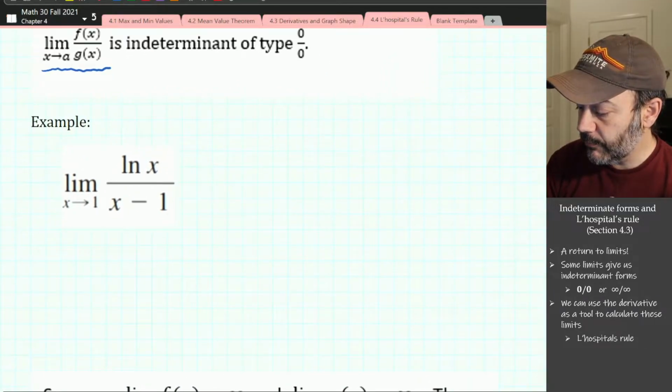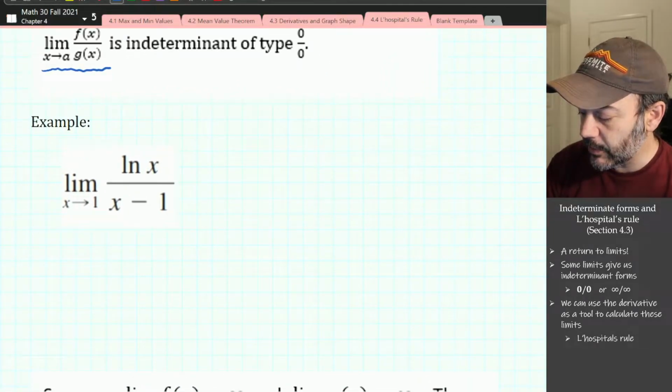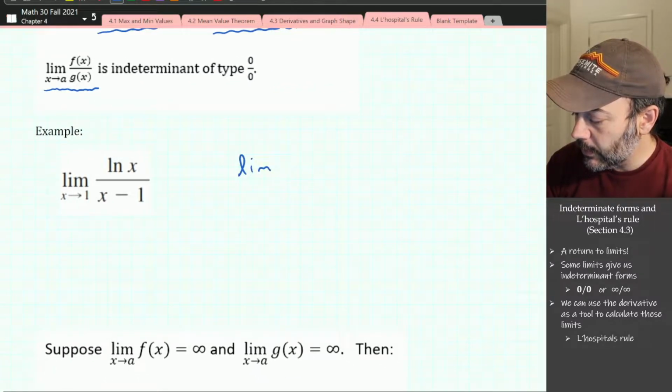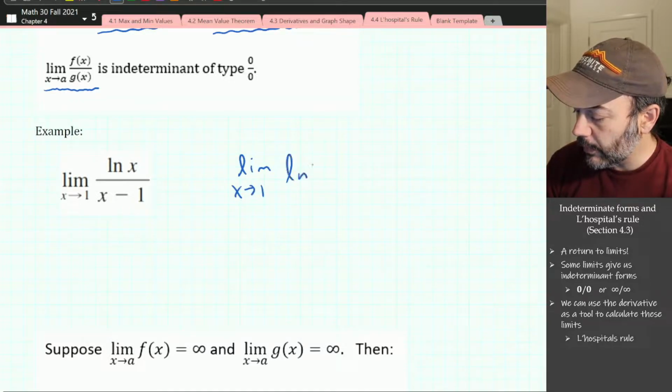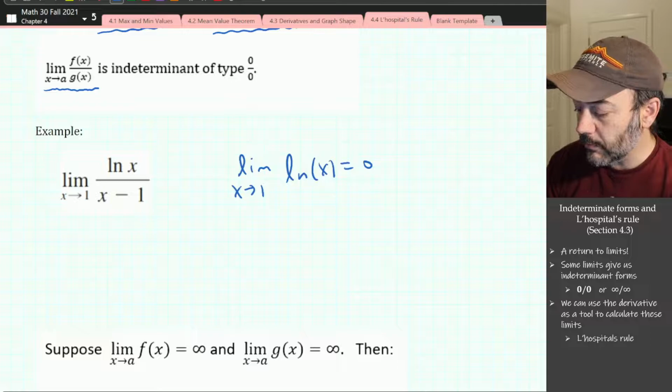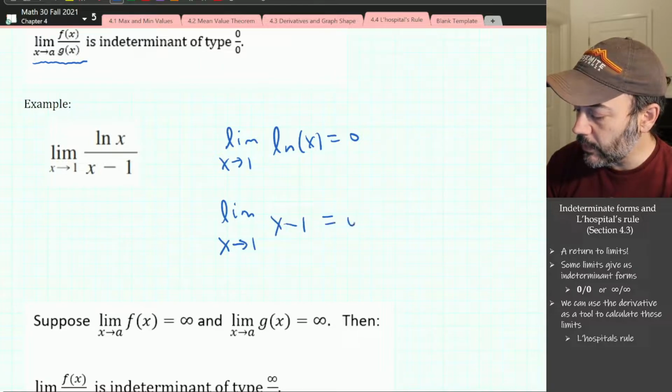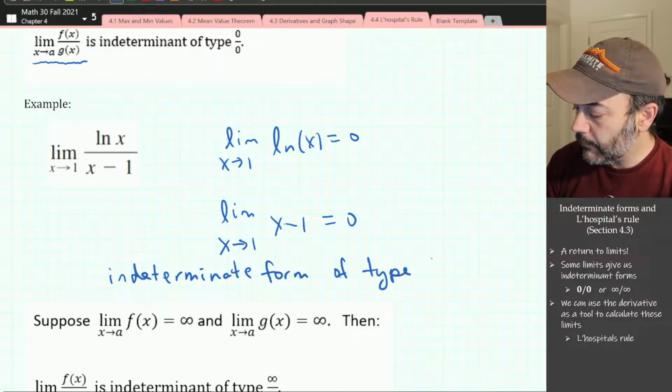This is an example. Note that the limit as x approaches 1 of ln x is 0. So the limit of the numerator is 0. And the limit as x approaches 1 of x minus 1 is also 0. So we have an indeterminate form of type 0 over 0.